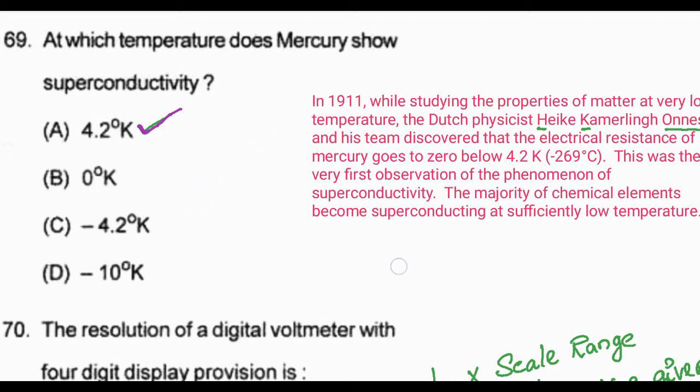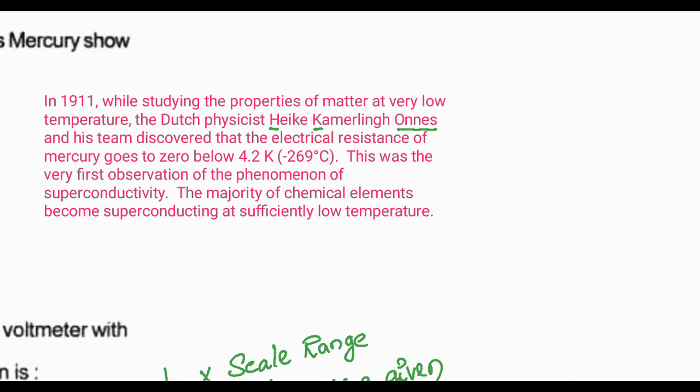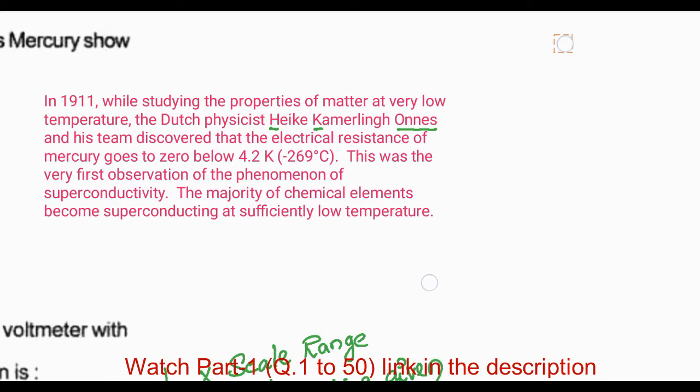So here I am taking the text. In 1911, while studying the properties of matter at very low temperature, the Dutch physicist H.K. Onnes and his team discovered that the electrical resistance of mercury goes to 0 below 4.2 K, that is minus 269 degrees Celsius. This was the very first observation of the phenomenon of superconductivity.